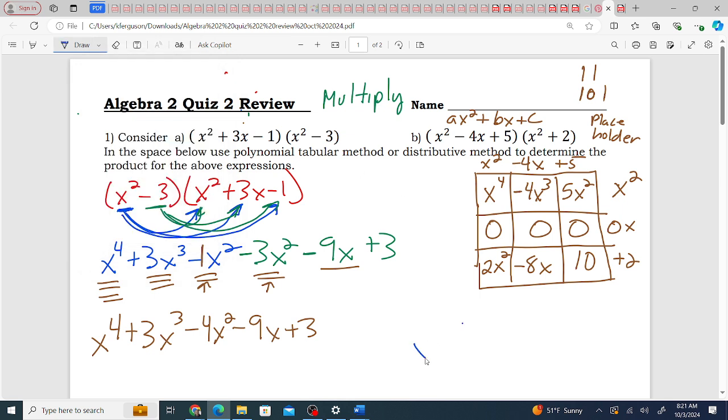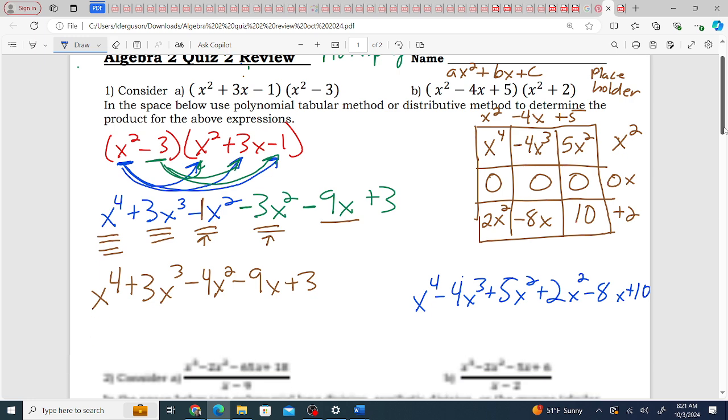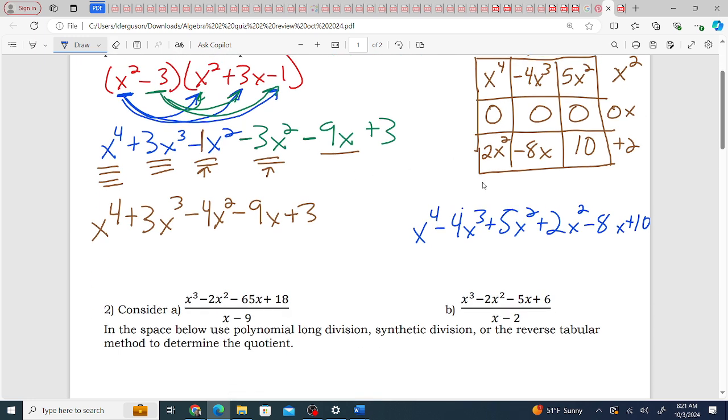So I've got x to the fourth power minus 4x to the third power plus 5x to the second power plus 2x to the second power minus 8x plus 10. And then I do the same things that I did before. I've got 1, 2, 3, 4, 1, 2, 3, 1, 2, 1, 2, 1, and none. So I've got 2 terms that are like terms that I need to combine.